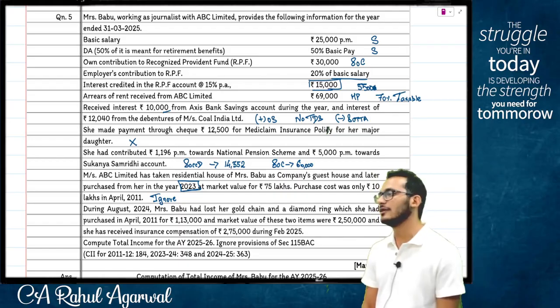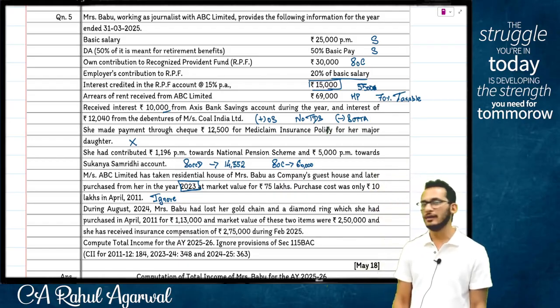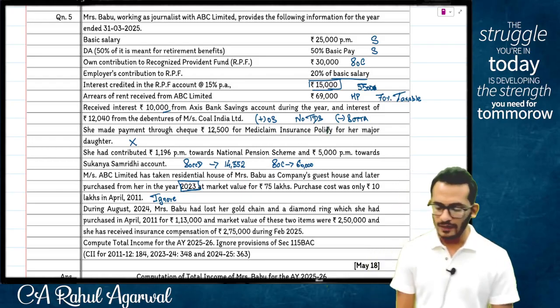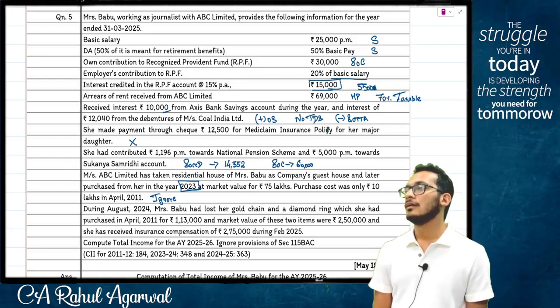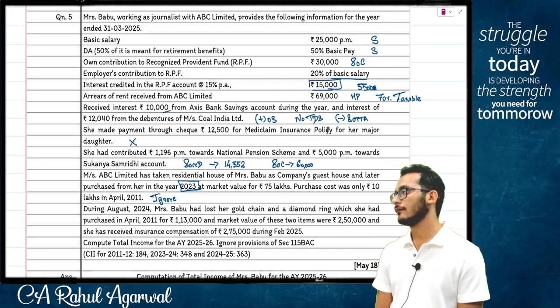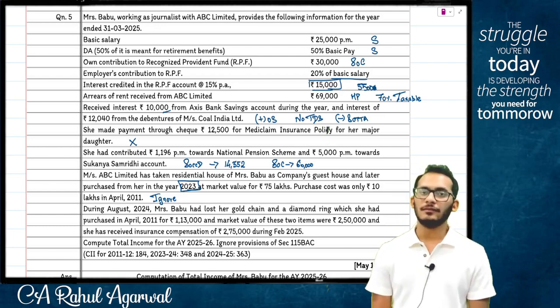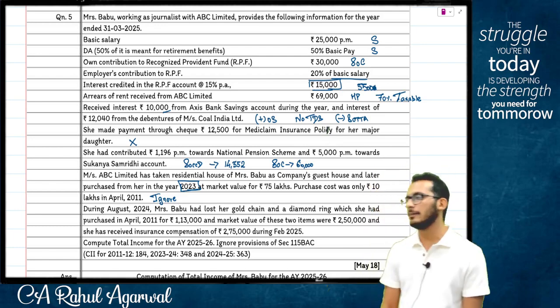2,75,000. Market value is not relevant. What I receive is the criterion. I received 2,75,000 and I purchased for 1,13,000. Therefore, the gain is about 1 lakh. Long term or short term? This is 2011, therefore it is long term capital gains.